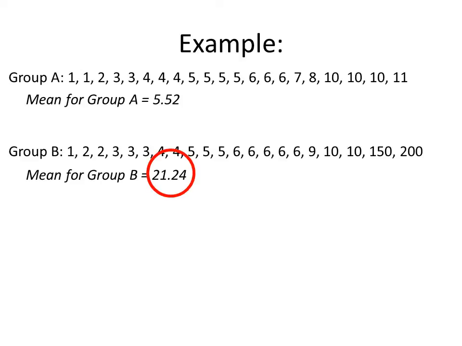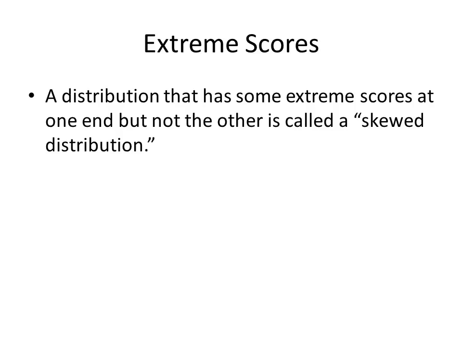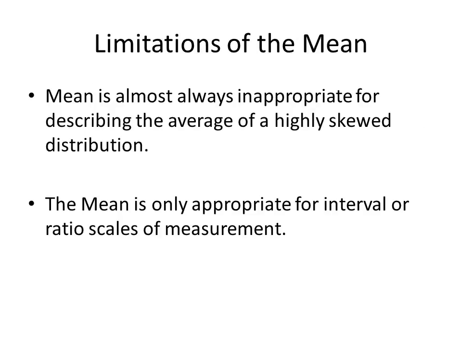So here you see that we had 1.24. Now here again, the extreme scores. A distribution that has some extreme scores at one end but not the other is called a skewed distribution. Now, a limitation of the mean is that the mean is almost always inappropriate for describing the average of a highly skewed distribution. The average that provides a more accurate indication of the score of the typical participant in a skewed distribution is discussed in another section of this book, actually in section 9.